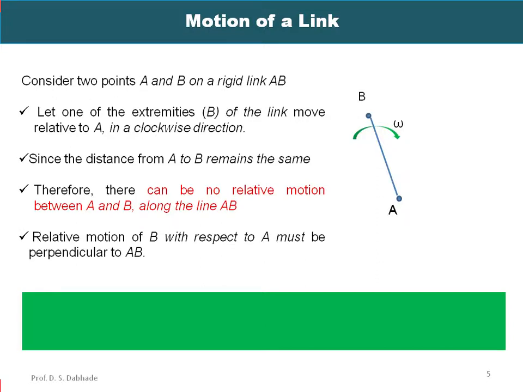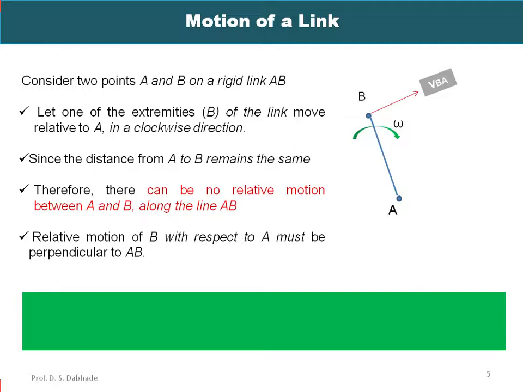So B can move with respect to A. The motion must be perpendicular to AB, since it cannot move in the parallel direction. So obviously B can move in a direction perpendicular to AB. That's why with this we can represent the velocity.